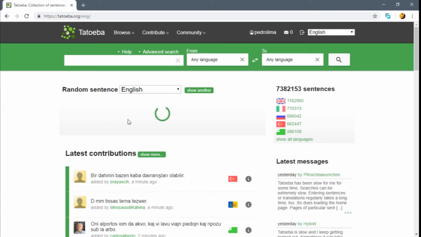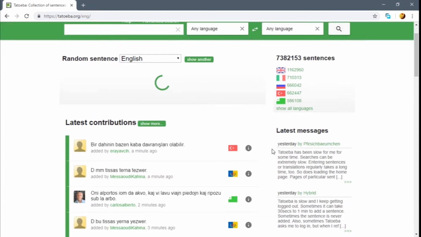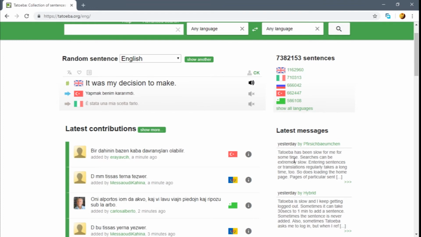This site is sometimes very slow. I don't know what that is because there's a comment here. Tatoeba. I don't know how to say that in English, guys. Okay, so there we go. We have this sentence: It was my decision to make, and it has a recording which can help a lot if you wanna know how the sentence is spoken.